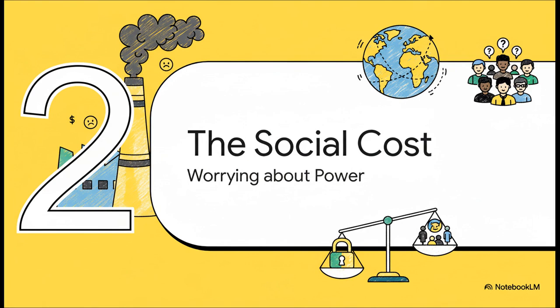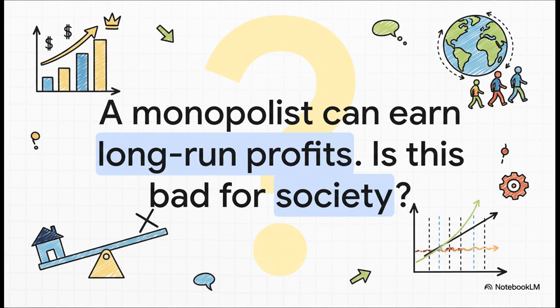So this pricing power is obviously awesome for the monopolist. But what about for the rest of us? Why do economists get so worried about it? Let's dig into what we call the social cost of monopoly. Unlike a competitive firm that gets its profits competed away, a monopolist can keep earning profits year after year. So you might ask, okay, one company gets rich. Is that really so bad for society as a whole?